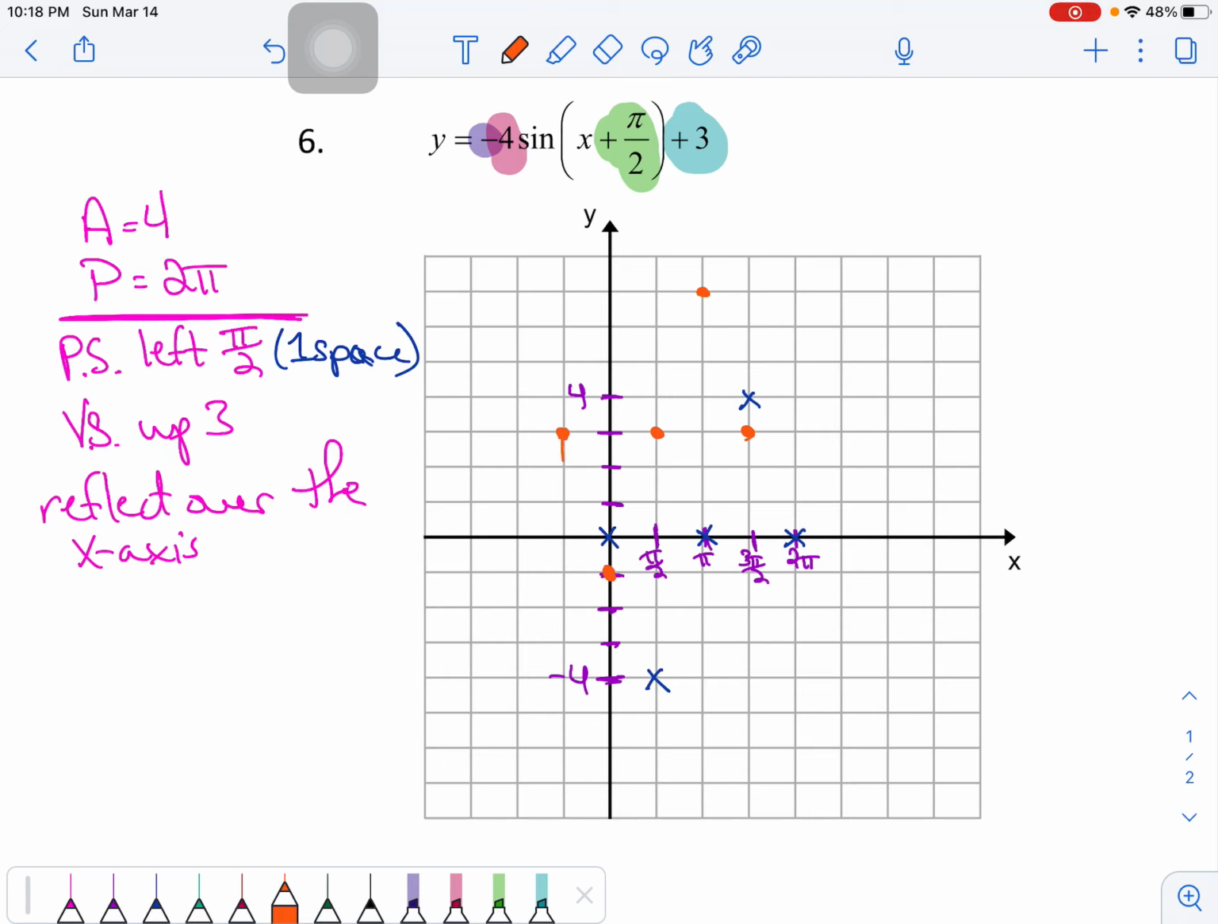Okay, so now we play connect the dots. Smooth, continuous curve. There you go. All right, so that's the new sine curve that's been reflected. It's got a phase shift. We've got a vertical shift, an amplitude of 4. The only thing that we didn't change is the period on this one, but everything else did change.